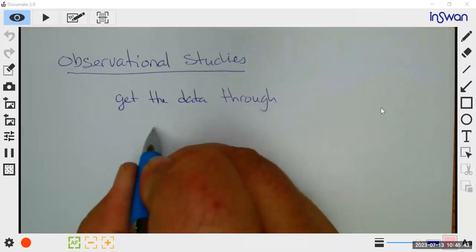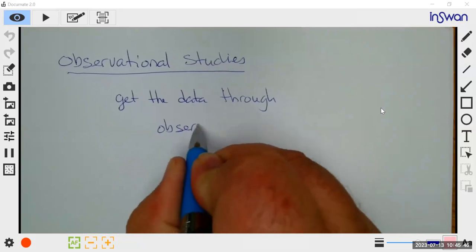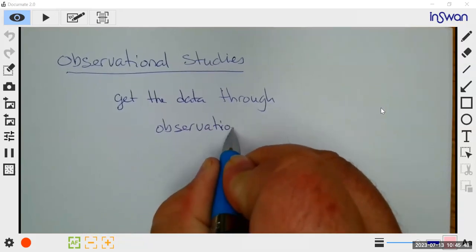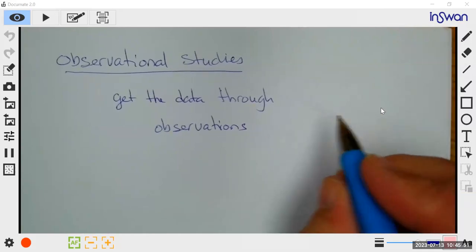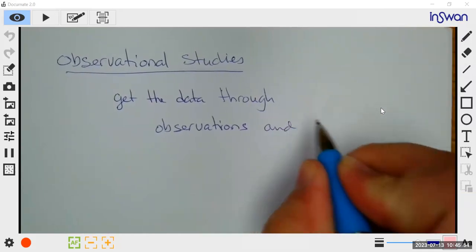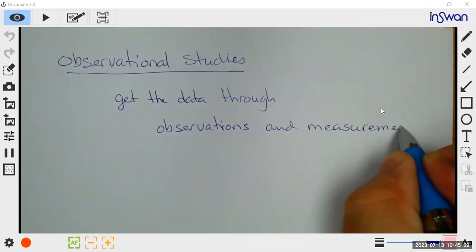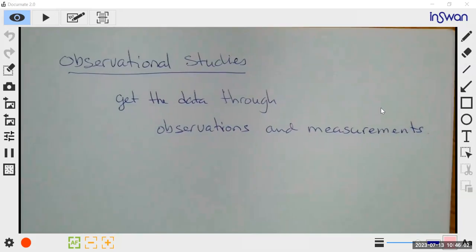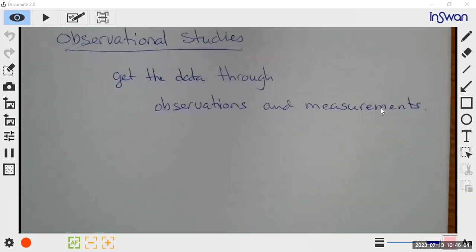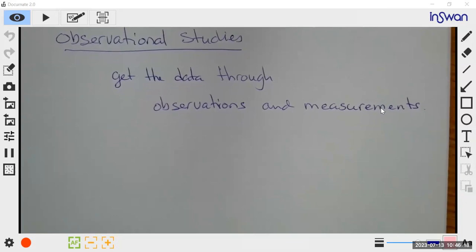They get the data through. Observations and measurements. Remember, as opposed to an experiment, observational studies do not affect the individual, the subject being studied, the unit being studied. So that can come out of inner work. You can see something observed instead of allowing them.